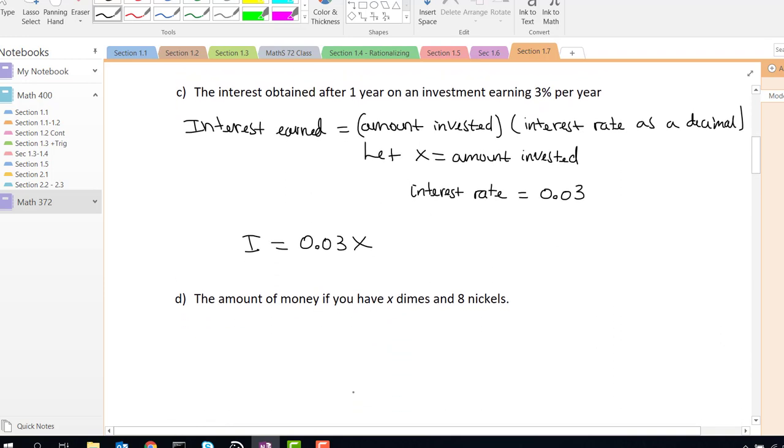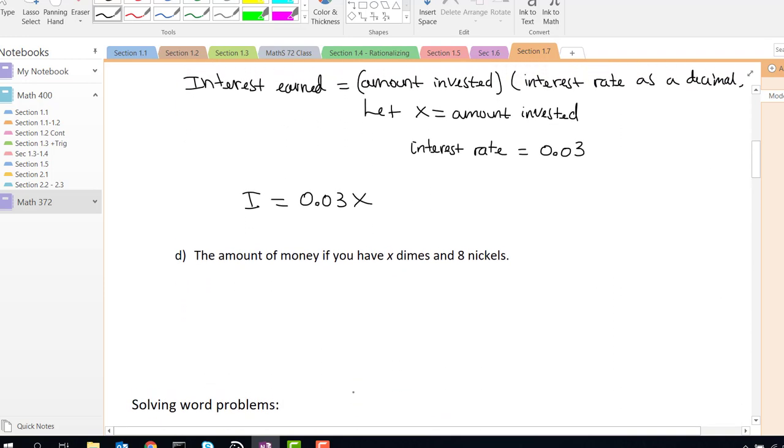In part D, the last one here, the amount of money if you have X dimes and 8 nickels. So how would you count this money? If you knew the number of dimes, you would just see how many dimes you have. But here we have to put in how much each coin is worth. So the total amount is the amount in dimes plus the amount in nickels.